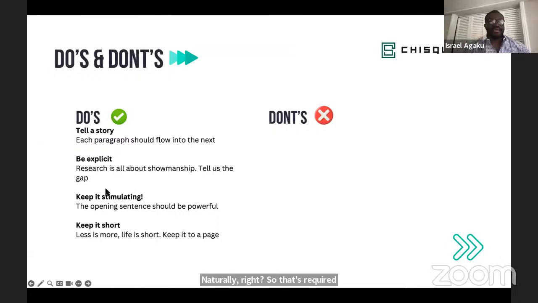And then be explicit. Research is about showmanship. It's not enough to say this study identifies, or our aim for this study was to cure cancer, bring about world peace. Well, you've told us your aim, but you have not told us what gap you're addressing. So that's very important. It's not enough to just fill a gap in knowledge. Tell us the gap explicitly.